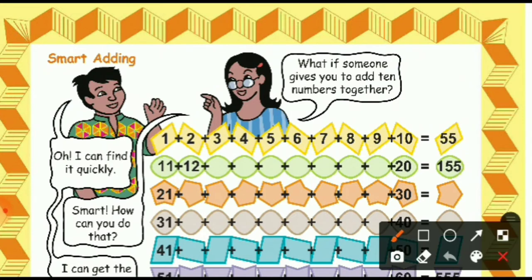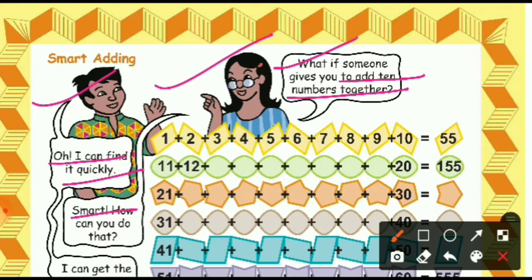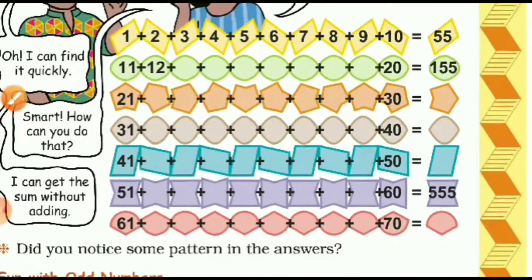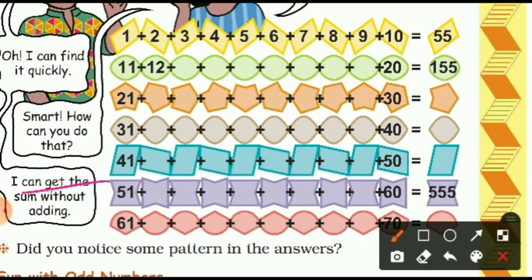Which type of smart adding do we have? Let's see. Here a boy and a girl are talking to each other. The girl is saying, what if someone gives you 10 numbers to add together? The boy says, oh, I can find it quickly. Then the girl says, smart, how can you do that? Then the boy says that I can get the sum without adding.